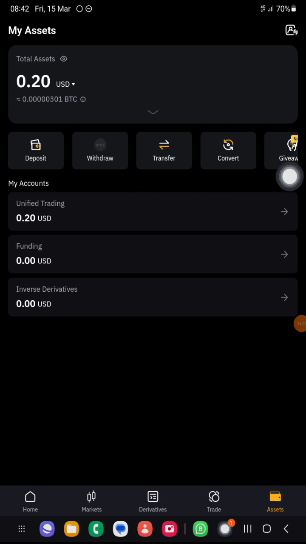You can also click on withdraw. If you want to withdraw money out of your wallet, maybe transfer to another wallet or another exchange, just click on withdraw as well. The same thing is applicable.